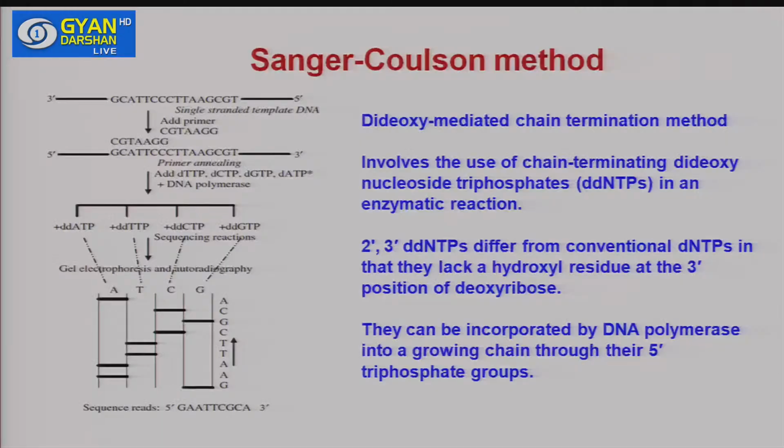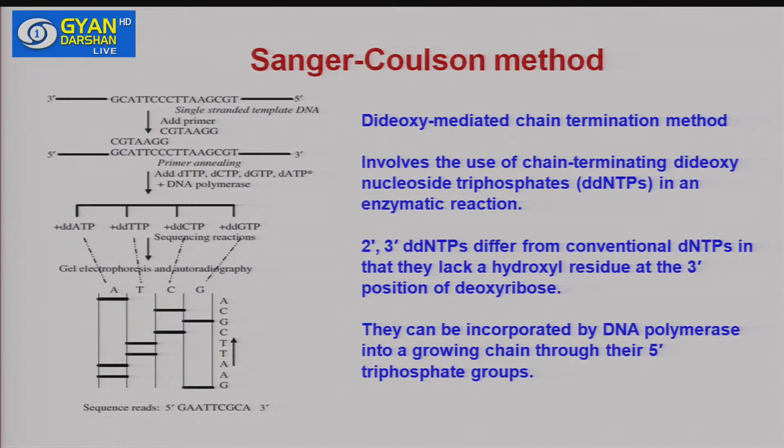which was discovered, and most of the modern techniques are actually based on that technique, is the Sanger sequencing method or Sanger-Coulson method. Now this method is also known as the dideoxy-mediated or chain termination method. It involves the use of chain terminating dideoxynucleoside triphosphates. Mind that this is not dNTP, this is ddNTP. dNTPs we use in a polymerase chain reaction or even during replication. But here we are using something different, that is ddNTPs.